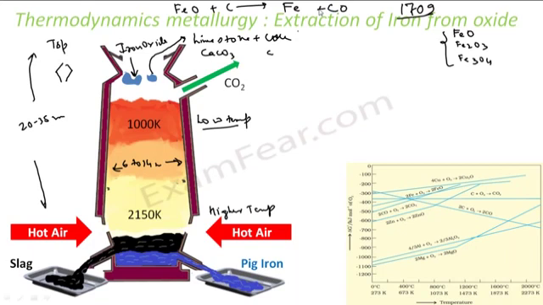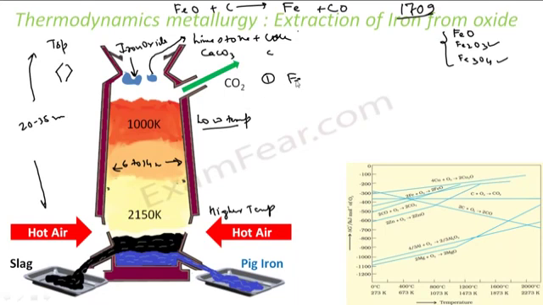Let's see the reactions involved. In this case, I am putting iron ore. Iron ore can be my Fe2O3, can be my Fe3O4 also, right? So let's see the reactions involved. At this lower temperature zone, the reactions that take place are as follows.